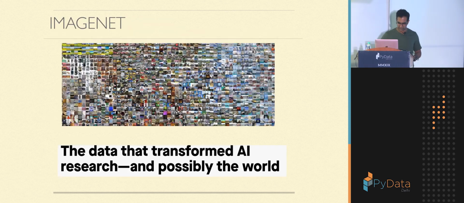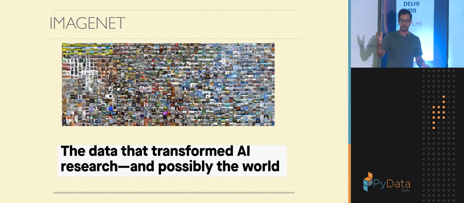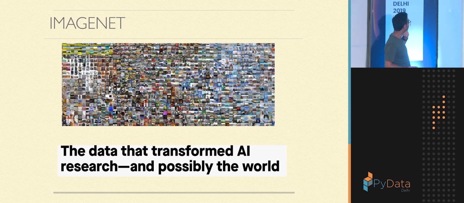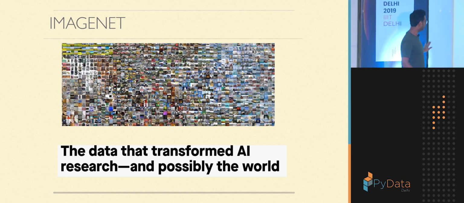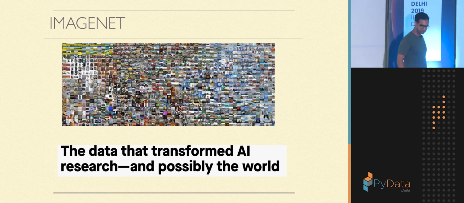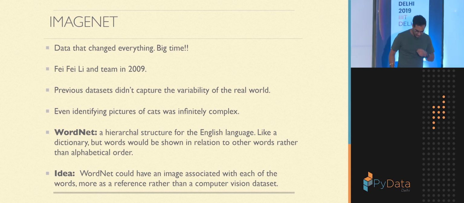So I will start with computer vision. ImageNet, are people familiar with ImageNet data? This is the headline from, I think, the Washington Post or something: data that transformed AI research and possibly the world. And it is not an exaggeration. After ImageNet was released, it was the first time data which was representative of the real world was available, because it was introduced in 2009 by a group of researchers at Princeton.